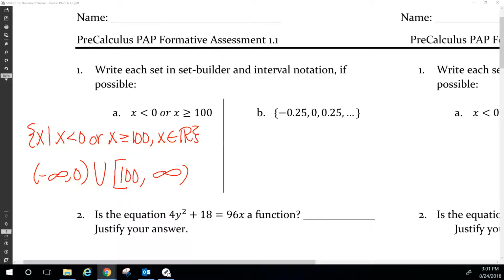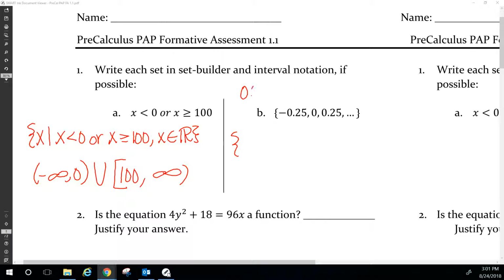For B, we've got a series of numbers here. There's nothing between negative 0.25 and 0, nothing between 0 and 0.25, so I cannot write this one in interval notation. I can only write it in set notation. And first I have to figure out what the pattern is here. So I've got negative 0.25, I've got a 0.25 in there, so I'm thinking this is going to be one of those multiple kind of answers.